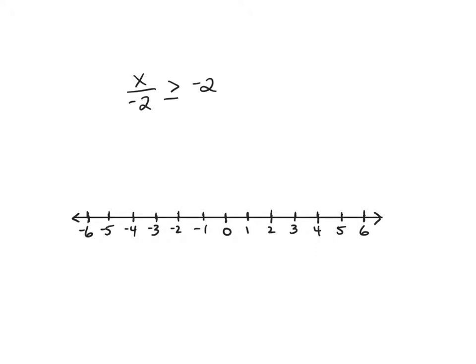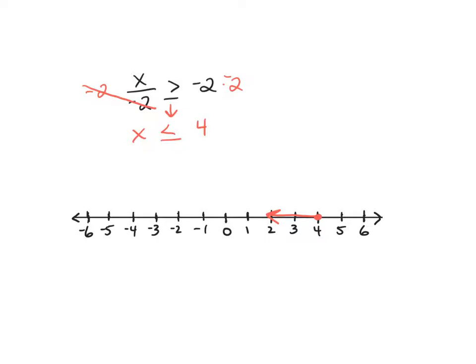Remember that you need to reverse the sign whenever you multiply or divide by a negative. So here I'm going to multiply both sides by a negative 2. If I multiply both sides by a negative 2, the negative 2 and the negative 2 cancel. I'm just left with x. A negative 2 times a negative 2 gives me 4. So I'm going to reverse my sign because I multiplied by a negative 2. I'm going to get an answer of x is less than or equal to 4. So when I graph this, my arrow is going to go off to the left.